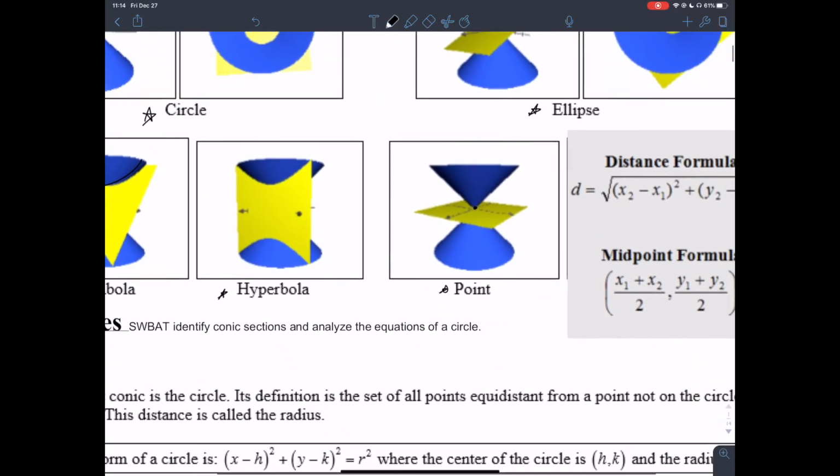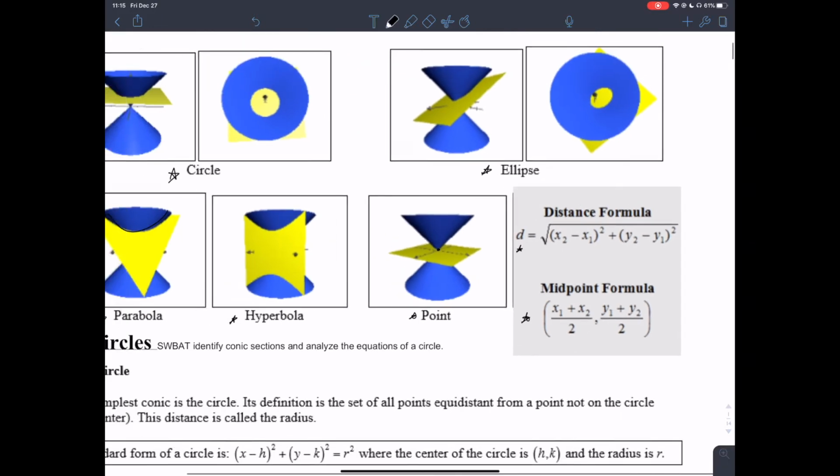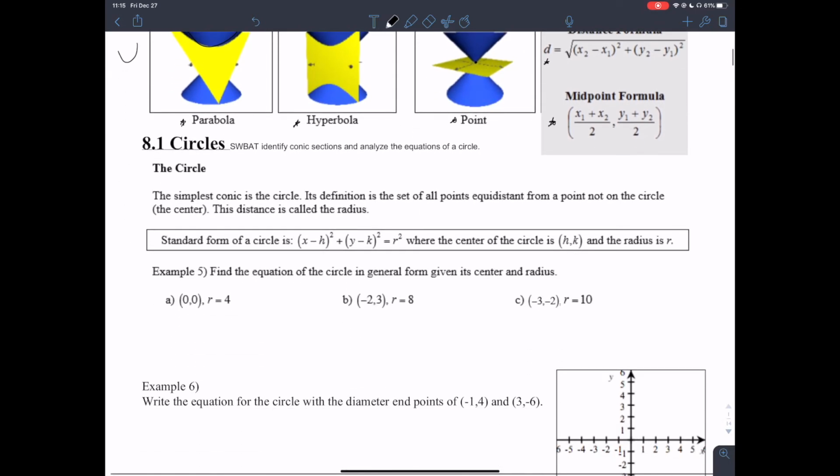Now this formula over here, the midpoint formula, we're going to be needing it a lot later. And then we have the distance formula that you learned in geometry many years ago, but we're going to be using it again. So here we go. 8.1, today we're going to be talking about circles.